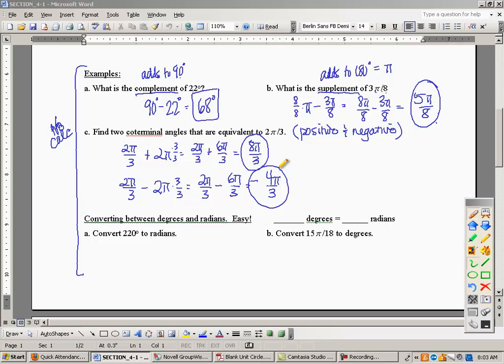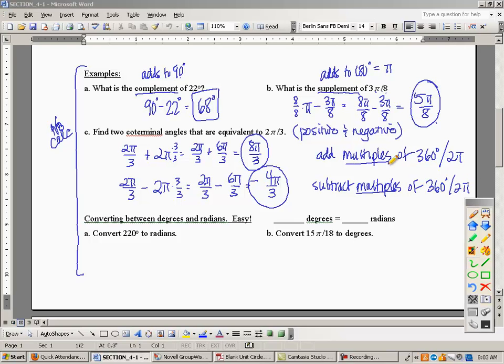And so here's what you need to keep in mind. For coterminals, you add multiples of 360 or 2 pi to find the positive, and to find the negative, you subtract multiples of 360 or 2 pi. And I say multiples because if I didn't get a negative answer right here, I would have had to subtract another 2 pi until I get a negative. So you can keep doing revolutions forward or backwards until you get the type of answer that you want.